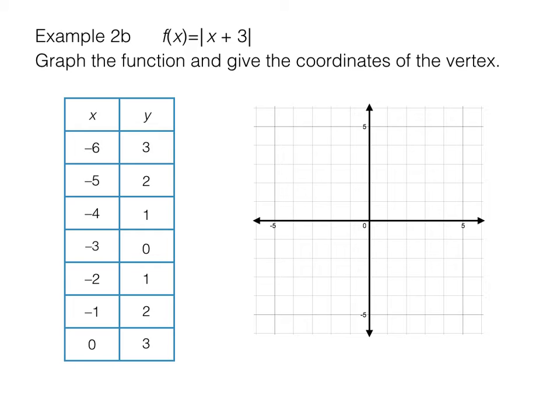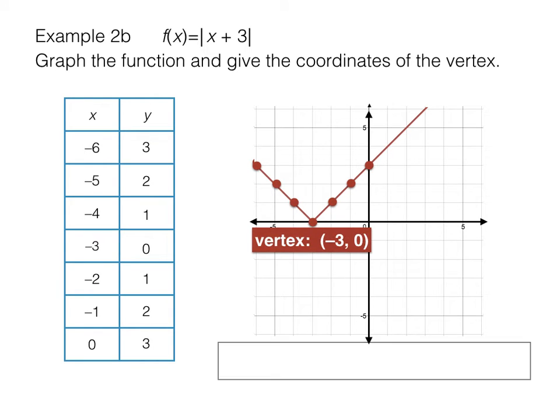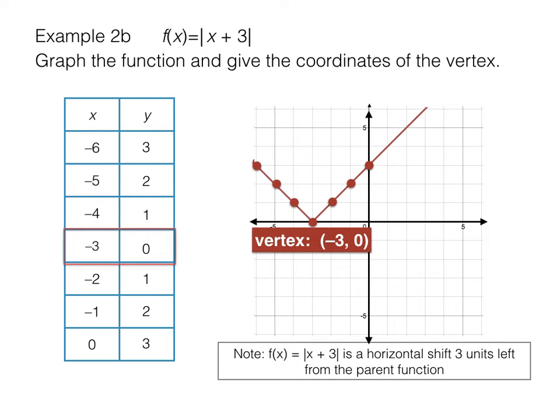I've used mental math to figure out these y values at each corresponding x value. The graph looks like this. The vertex is definitely (-3, 0). We see it in the table of values. We see that this graph is a horizontal shift 3 units to the left of the parent function. And my vertex is there, and at x equals -3, the value inside the absolute value expression is 0.